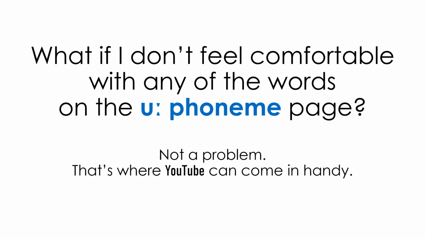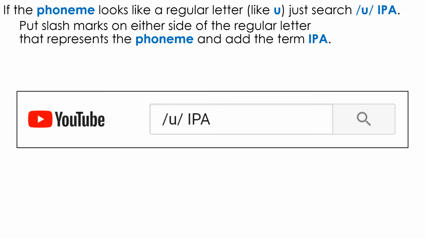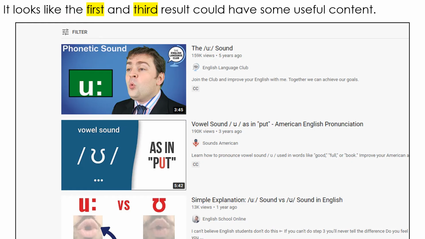What if I don't feel comfortable with any of the words on the oo phoneme page? Not a problem. That's where YouTube can come in handy. If the phoneme looks like a regular letter, like oo, just search oo IPA. Put slash marks on either side of the regular letter that represents the phoneme and add the term IPA. It looks like the first and third result could have some useful content.